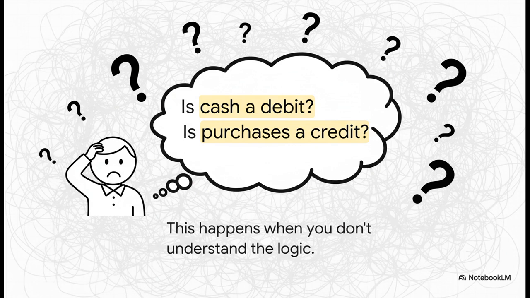You're thinking, wait a minute, is cash the debit or is it the credit? And what about the purchases account? See, this is exactly where left and right completely fails you. But don't you worry, we're about to fix this for good.